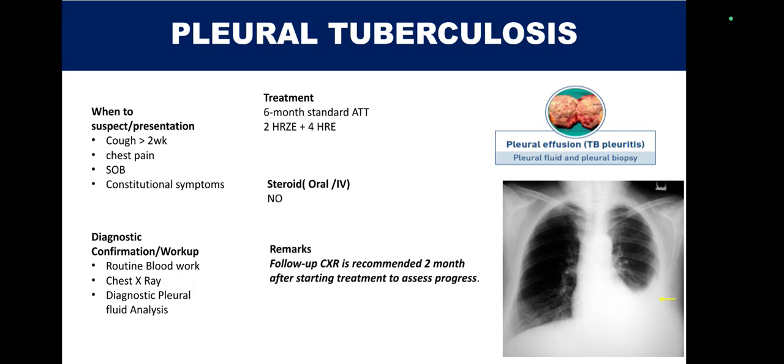And the remark, how to do follow-up? A follow-up X-ray is recommended 2 months after starting treatment to assess the progress. Not before 2 months, because it will take at least 2 months to see the resolution of your effusion.